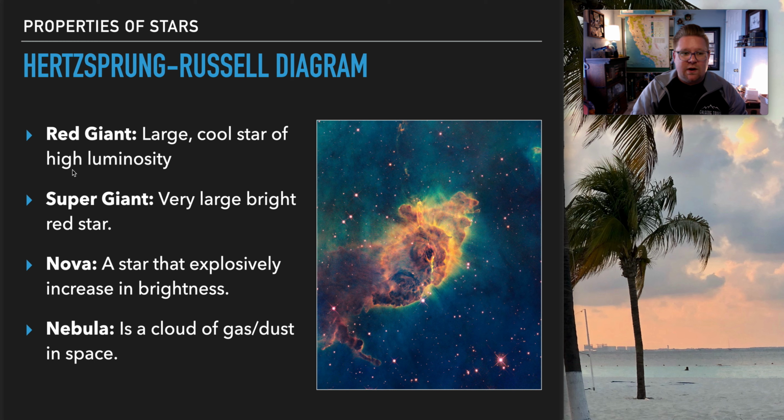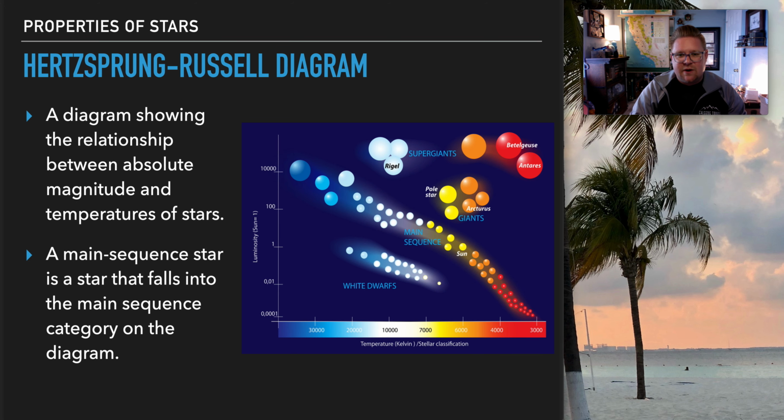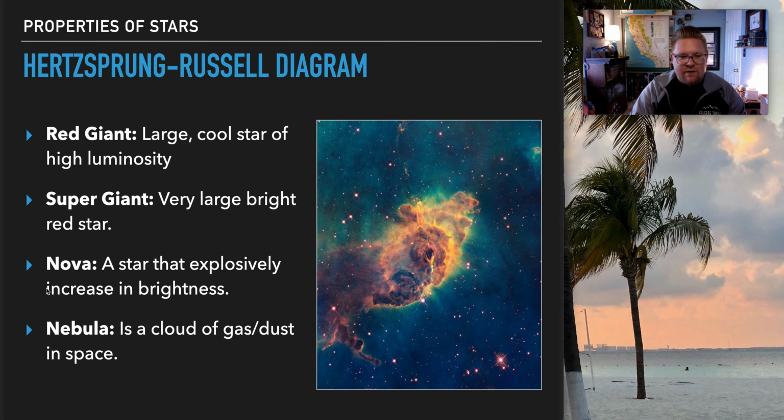So let's talk about each one of these. So a red giant is a large, cool star of very high luminosity. Supergiants are very large and bright red stars. A nova is a star that explosively increases in brightness. So essentially it's an explosion. And then a nebula is a cloud of gas or dust. So this one here is just showing essentially a nebula formation. So again, you have red giant, supergiant, nova, and nebula. These two here, the giants, are part of this diagram here. But again, we do make reference to what a nova is and a nebula.